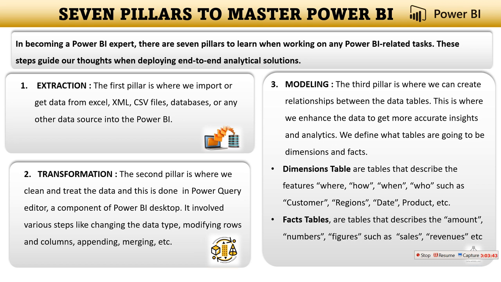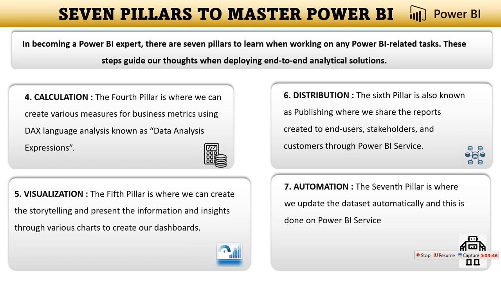And the fourth one is calculation. This is where we create various measures for business metrics, and also measures for our key performance indicators. And we create these measures using Data Analysis Expressions, which is called DAX. The fifth one is visualization, and this is where we create storytelling using various charts and various analytical visuals. This is where we present our information and insight using charts.